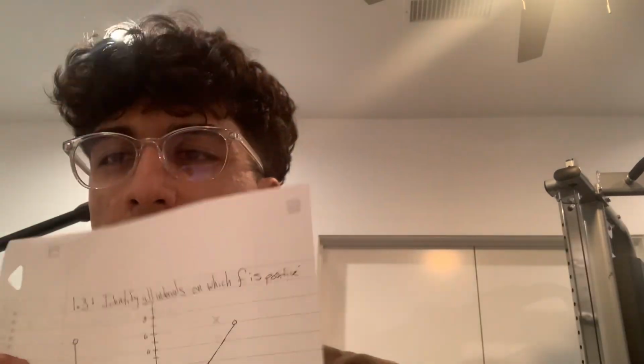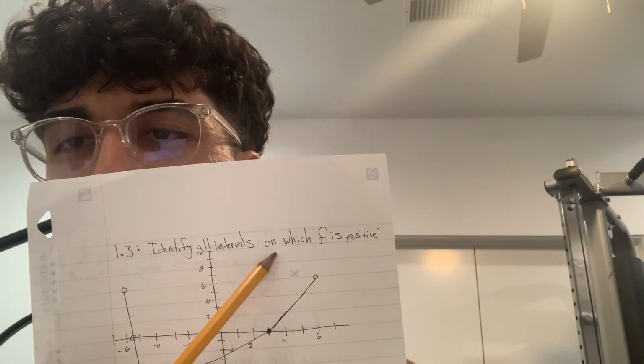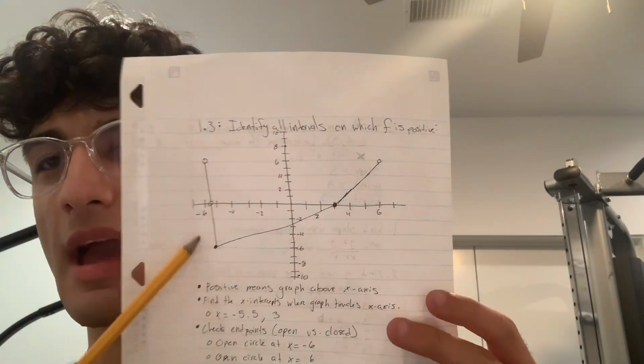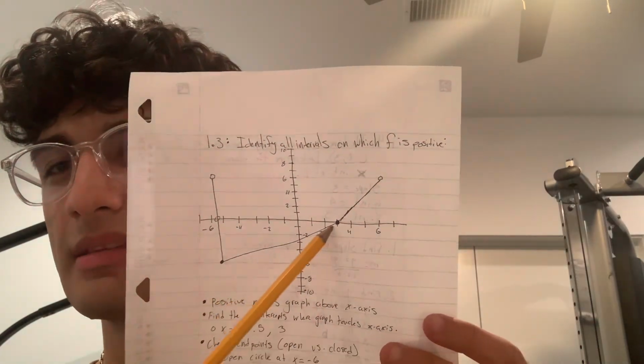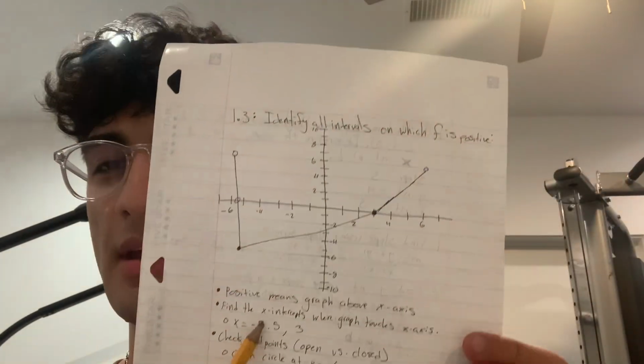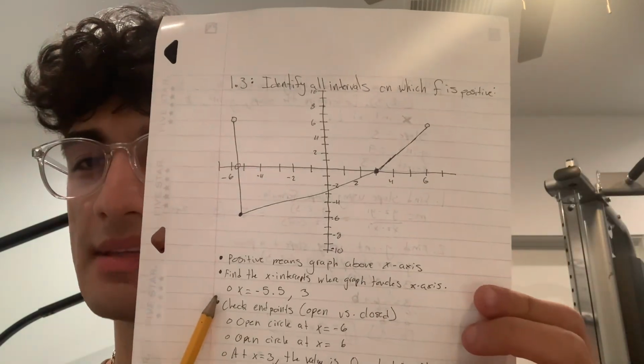So for 1.3, I used the question, identify all intervals on which f is positive, and it gave us this graph with these pointed lines and just open and closed circles. To identify all intervals, we first have to look at what positive means, and that just means anything above the x-axis. So we had to find the x-intercepts where the graph touches the x-axis.